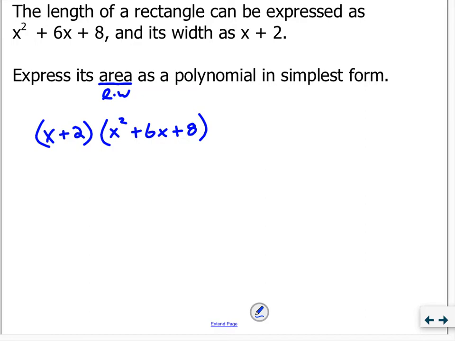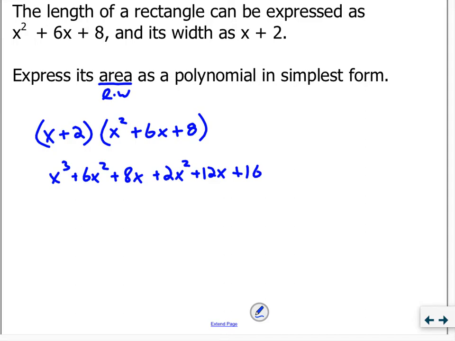So when we do our distributing, x times x squared is x to the third. X times 6x is 6x squared. X times 8 is 8x. So that's distributing the x. Now I got to distribute the 2. 2x squared plus 12x plus 16.